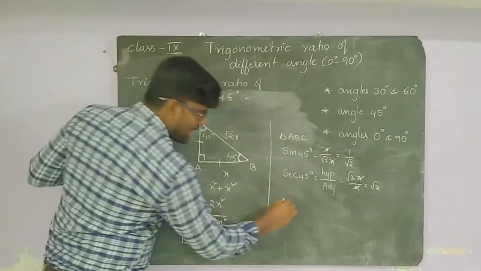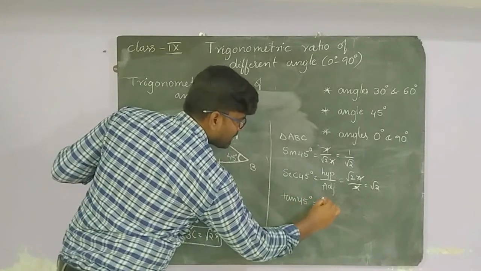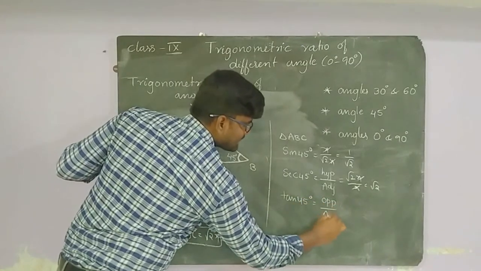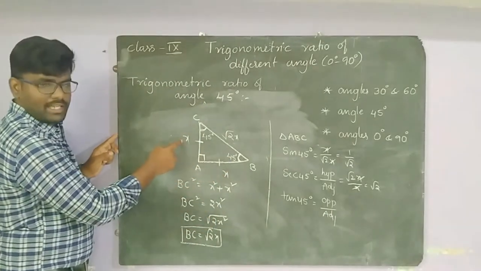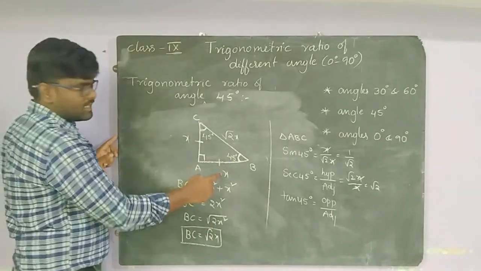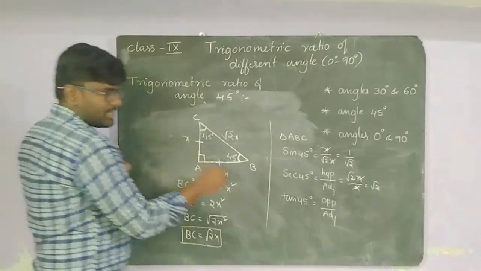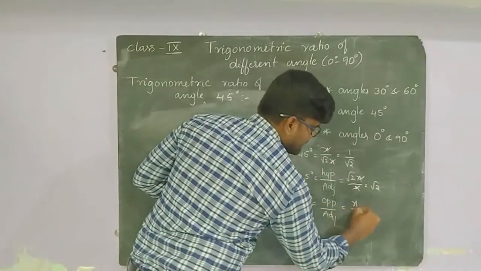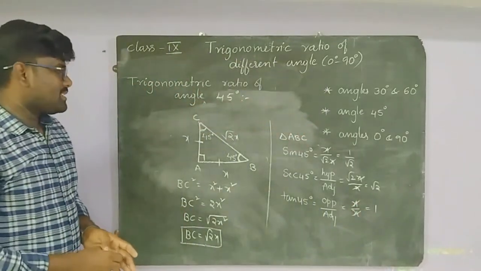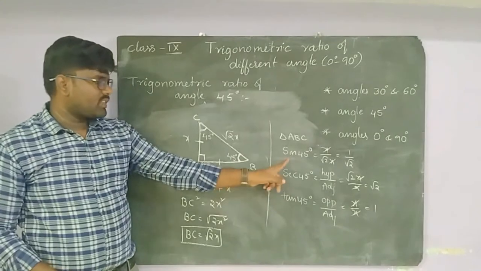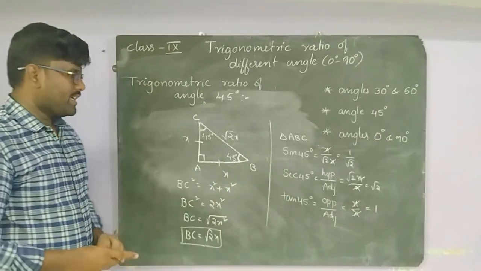In the same way, I want tan 45. Tan 45 means, we know the formula: opposite by adjacent. What is opposite here? Tan 45, opposite is x, and adjacent is x. If you take here also, opposite is x, adjacent is x. We can write x by x. X by x, we can simplify, we are getting 1. Similarly, cos 45, cot 45, cosecant 45 values we can find.